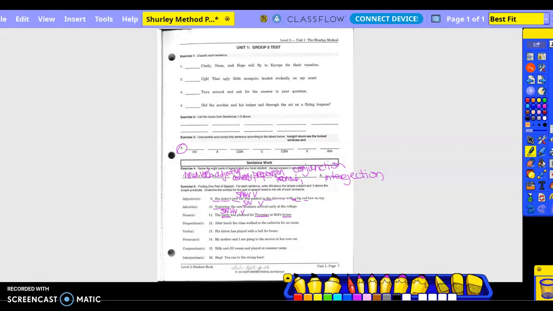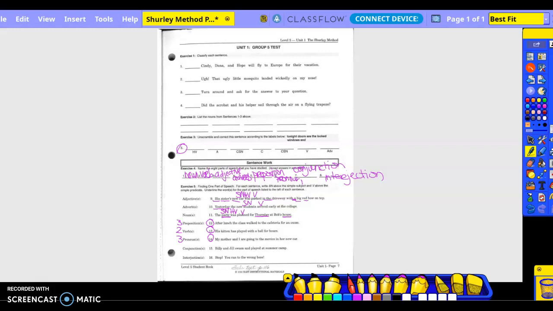Okay, you guys are going to do 12, 13, and 14 for homework. And you will underline 3 things for number 12. You will underline 2 things for 13. And you will underline 3 things for 14.